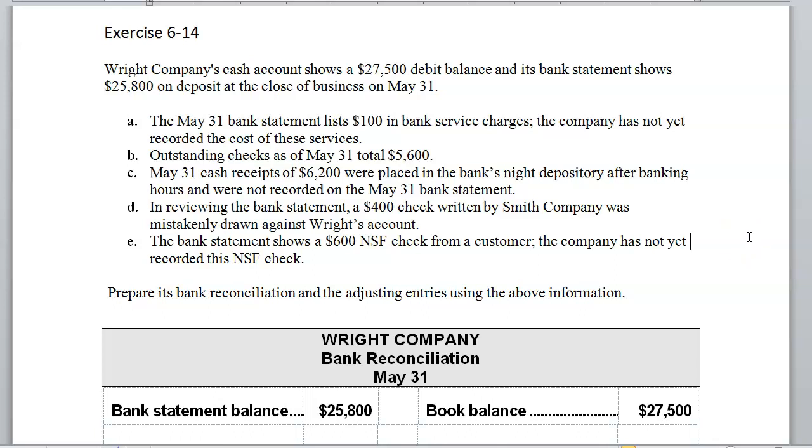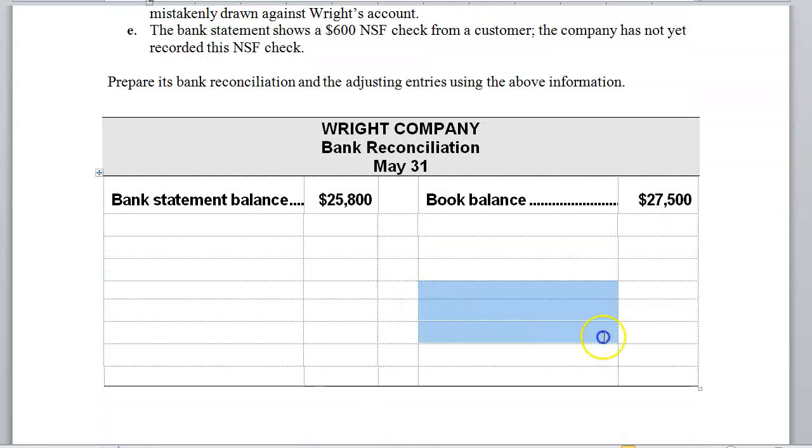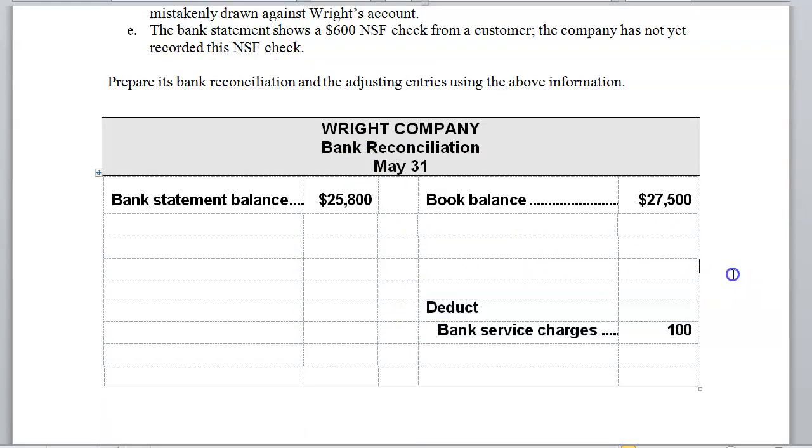So the first one, the May 31st bank statement lists $100 in bank service charges. The company has not yet recorded the cost of these services. So this $100 has been recorded by the bank. Oftentimes you'll see at the very end of the month any kind of service fees or check fees or bank service charges. In this case, they're going to be placed on the bank statement at the end of the month. The company didn't know about these yet. So we're going to be recording them and we're going to be deducting them from the book balance.